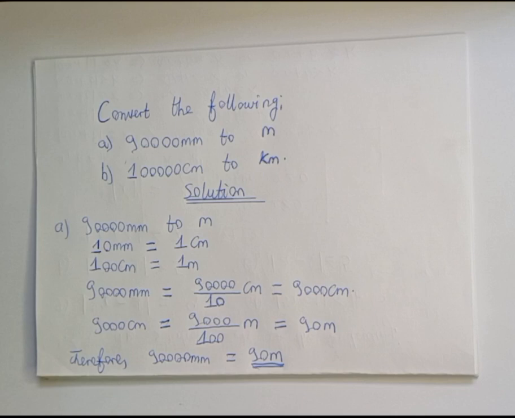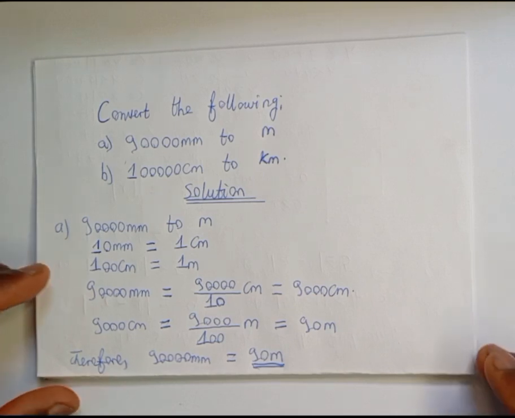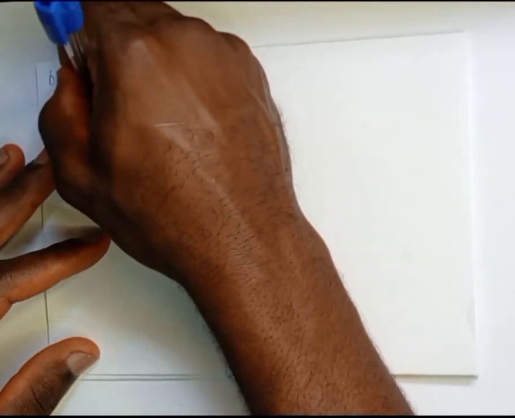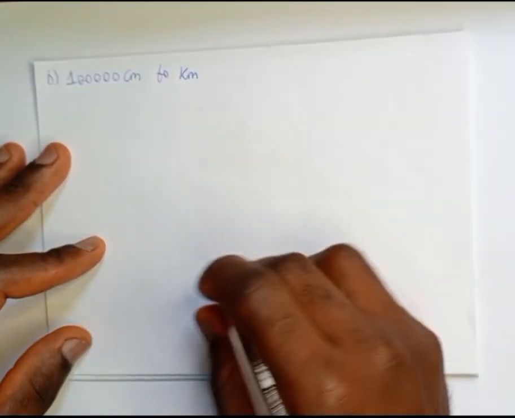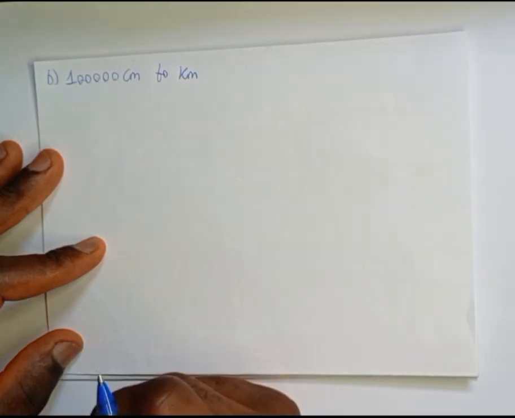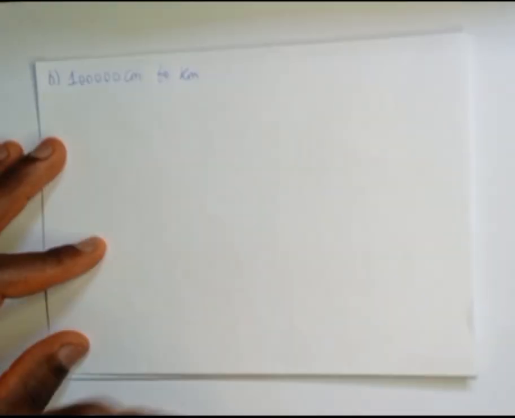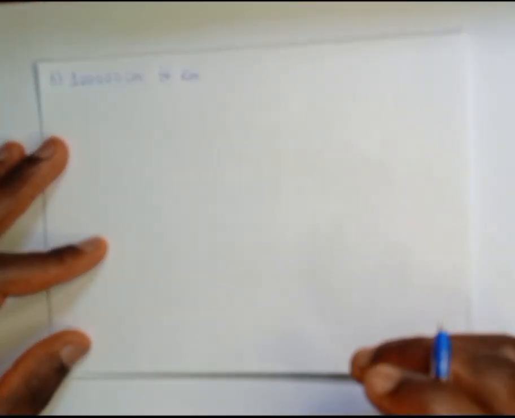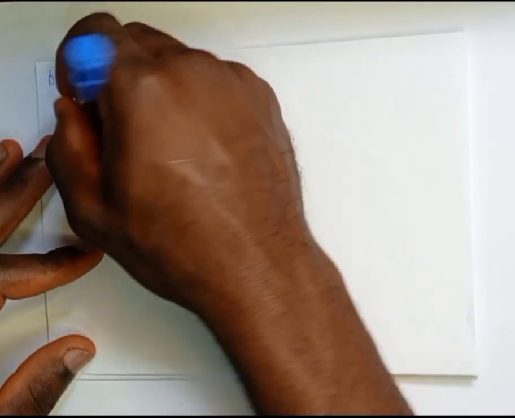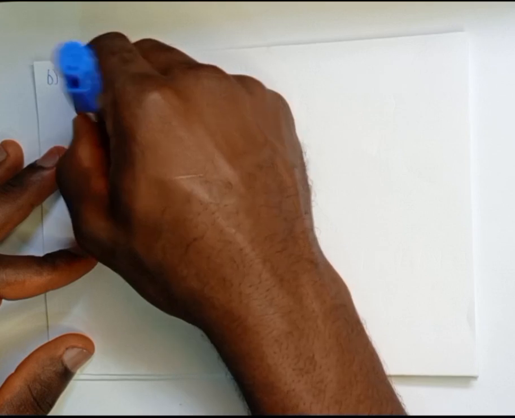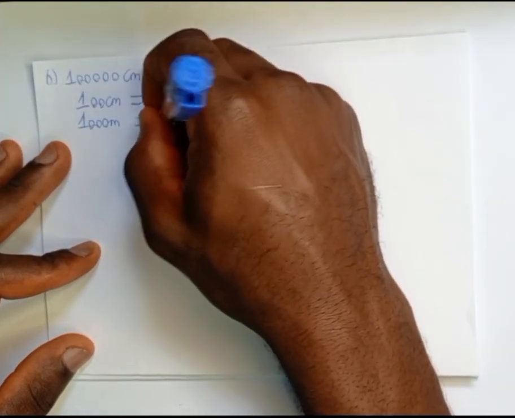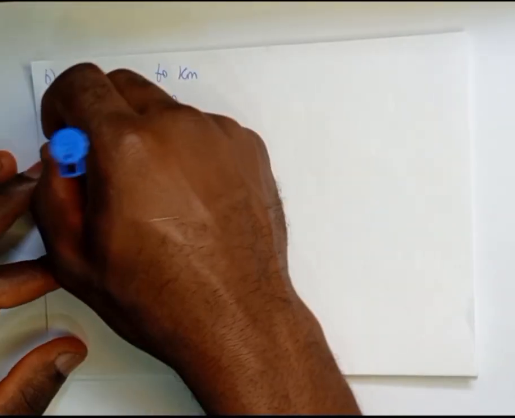For B, we have to convert 100,000 centimeters to kilometers. First, we are going to convert the 100,000 centimeters to meters, and then we convert the result to kilometers. We know 100 centimeters is equal to 1 meter, and 1,000 meters is equal to 1 kilometer.